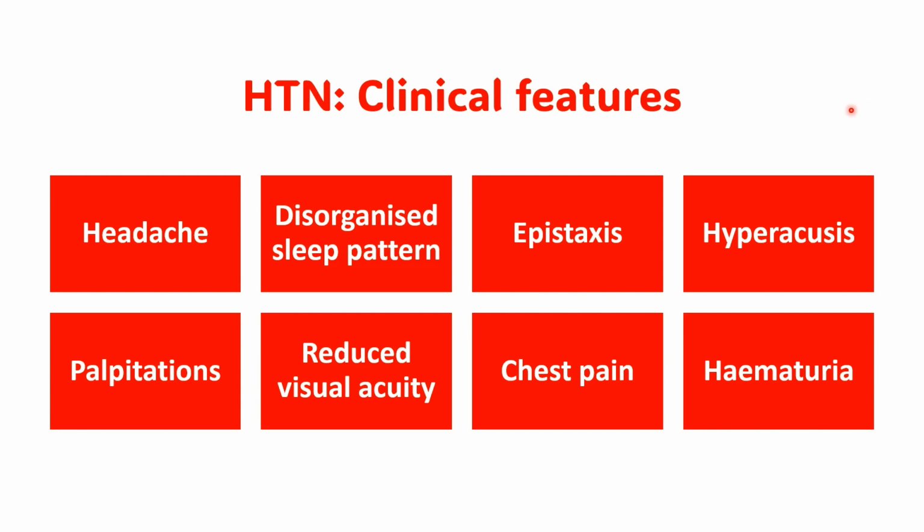Okay, so let's talk about some clinical features of hypertension. They tend to appear late, as the hypertension has progressed. But we have things such as headache, poor sleep, epistaxis, which we know is nosebleeds, hyperacusis, so ringing in the ears, palpitations, reduced visual acuity, chest pain, and if there was something like nephritic syndrome, we might have some hematuria, so blood within the urine.